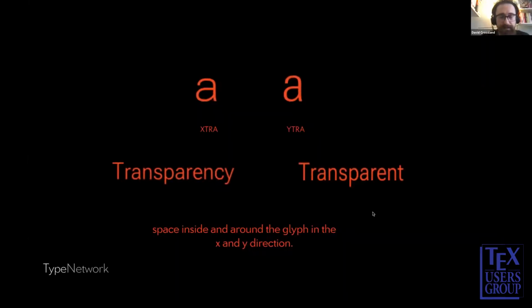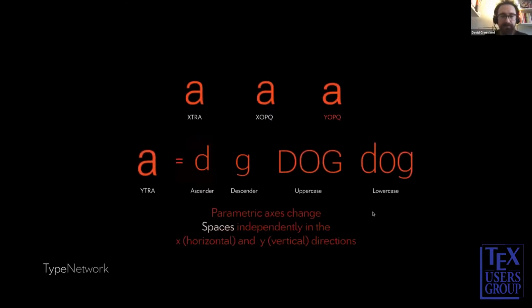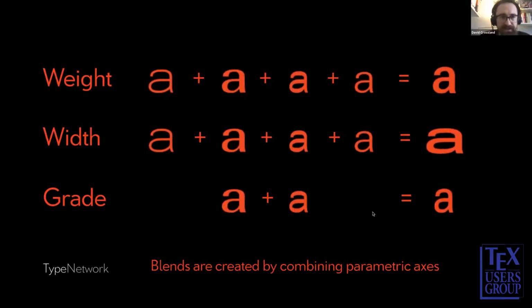So these axes, there's kind of two big sets. There's the transparent axes, which are changing the spaces inside and around the glyph. And those are broken out into X and Y dimensions. And then there's the opacity axes, which are changing the stroke weights, again, split out in terms of X and Y direction. And so those four axes can be combined in various ways to create the weight, width, optical size axes. So you can sort of see here, we have these animations showing this step by step.